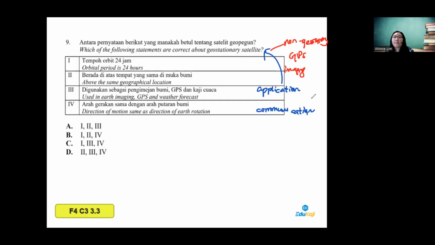Okay, but for communication or geostationary satellite, their feature is that they must always be at a fixed position, so that the observer is stationary. So they exactly orbit at the same time as the Earth. That's why their orbital period should be 24 hours. Okay, and then same geographic location. So this one is not correct because it's for non-geostationary. Then the direction must always be the same as the Earth's rotation. Okay, hence choices 1, 2, and 4, and the answer is B.